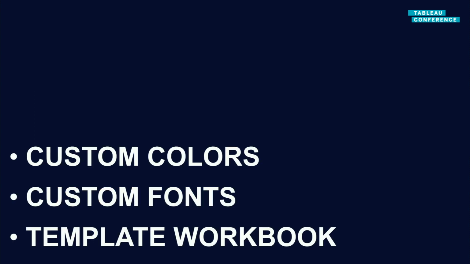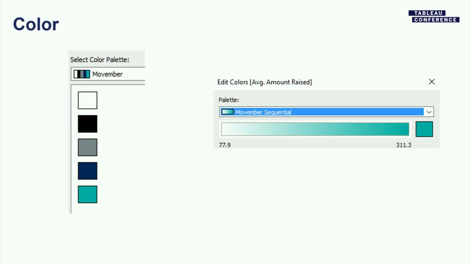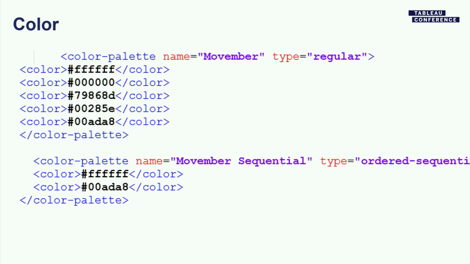So there's 3 things to think about when you're creating your style guide. The first is color. So we already saw when I was creating the Movember dashboard that we had custom color palettes for when we're using dimensions and also for when we're using measures or continuous fields. To do this, you can find all this information online. I don't expect you to see that from the back of the room. But essentially, you want to make sure that you're adding these custom colors to your Tableau workbook so that they can be reused.